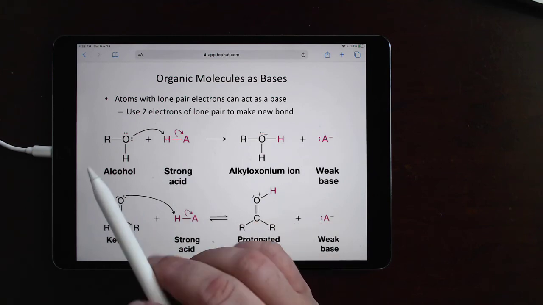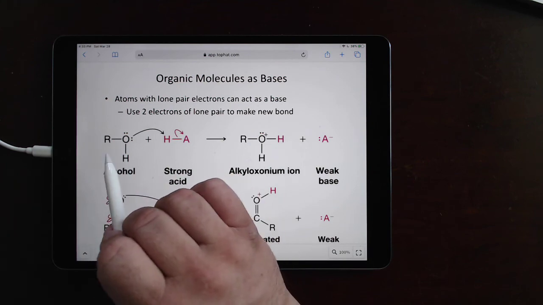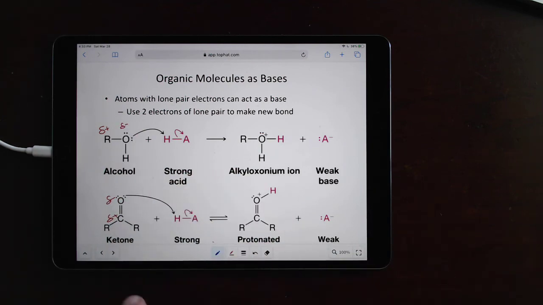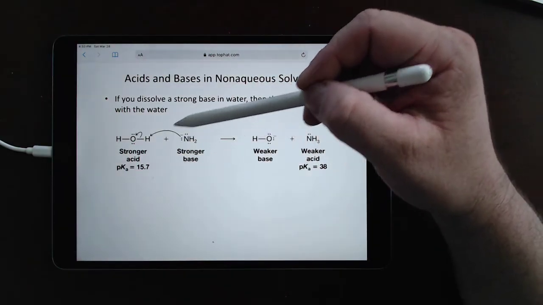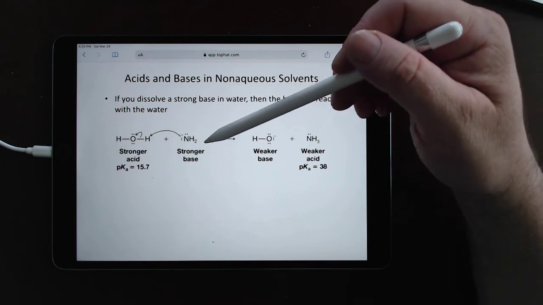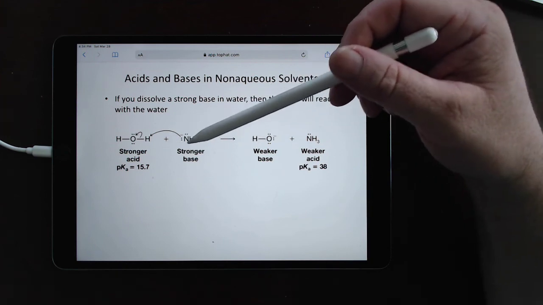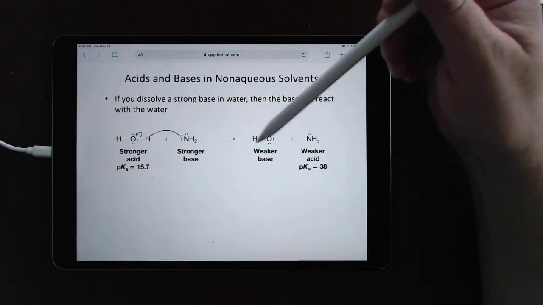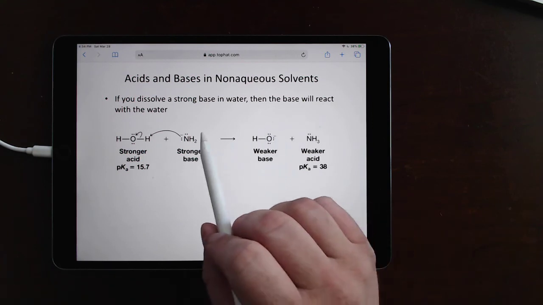This oxygen has negative character to it. It can act like a base, just like there's partial positive, partial negative. Sometimes we have an incredibly strong base, something like the amide base here, the conjugate base of ammonia, which has a very high pKa. If we had any water around, it would just react with water and leave hydroxide around. And hydroxide is a much weaker base than this.